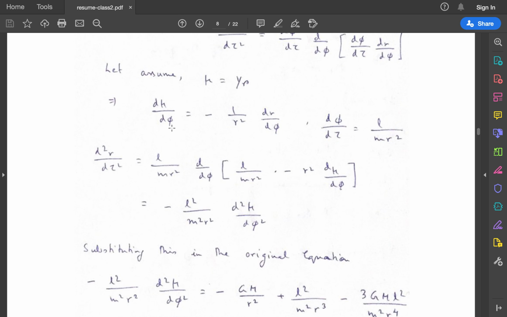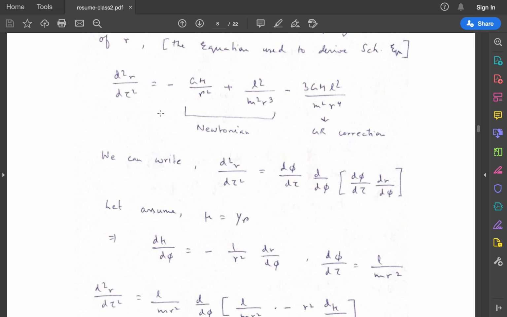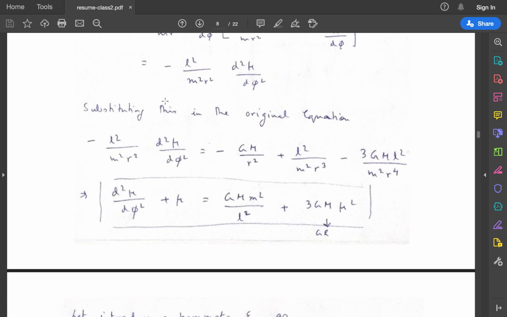If I do this, then I have the definition of du/dφ, which is minus 1/r² dr/dφ, and dφ/dτ is defined as L/(mr²). If I do this, then d²r/dτ² can be written in terms of d²u/dφ² with a factor minus L²/(m²r²) coming in front. Now I substitute this in this equation, d²r/dτ² in terms of d²u/dφ², and I get this equation.